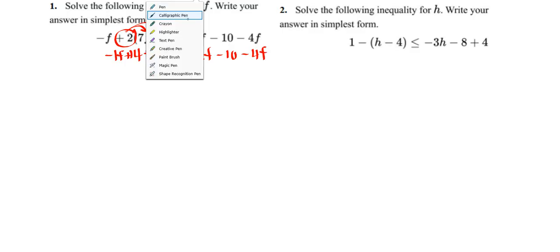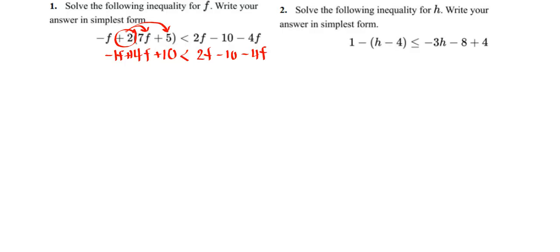And now we're going to combine like terms, and I'm going to use a highlighter just to make sure I'm clear on what I'm doing. So on the left side, I have negative 1f and I have 14f. Those are going to combine. I do have a positive 10 coefficient. That's going to stand by itself. On the right side, I have 2f and I have negative 4f. Those will combine, and then I do have a negative 10, which will be by itself.